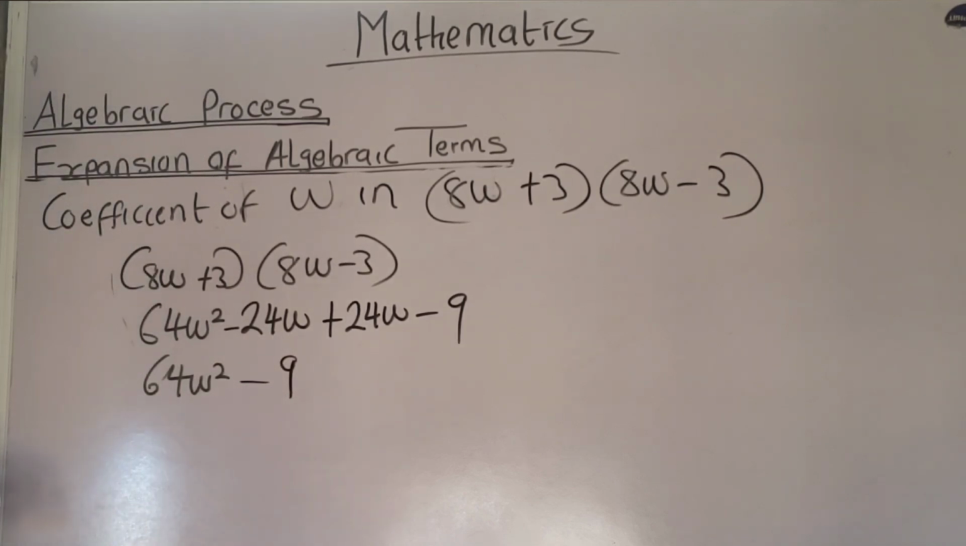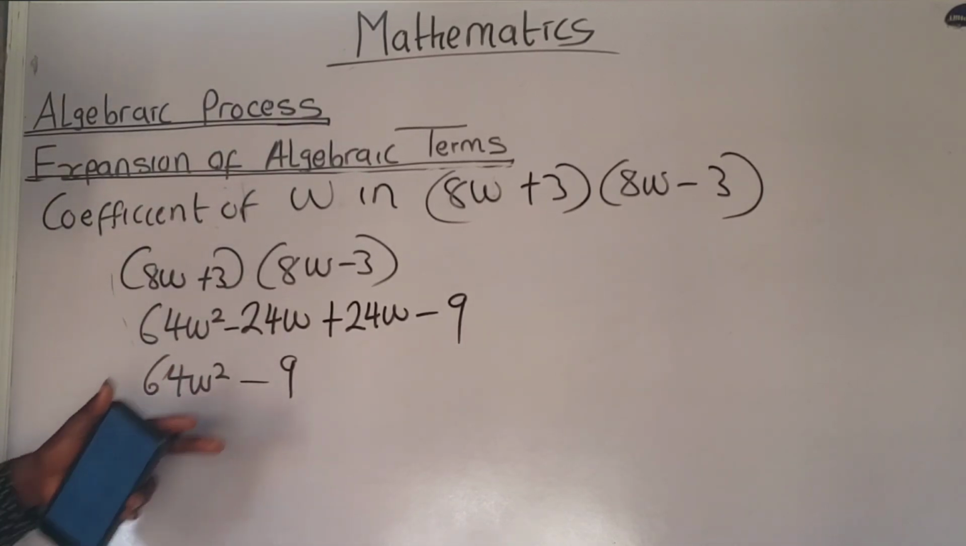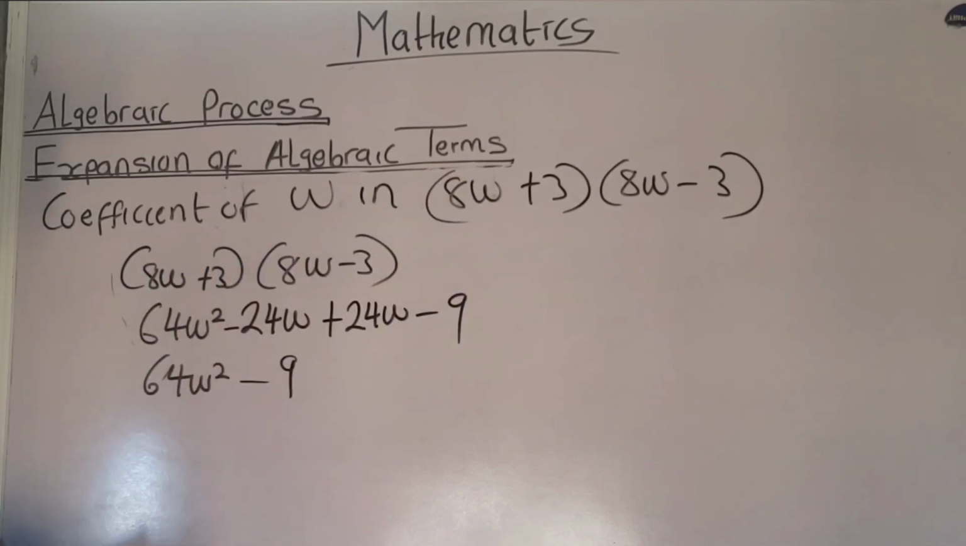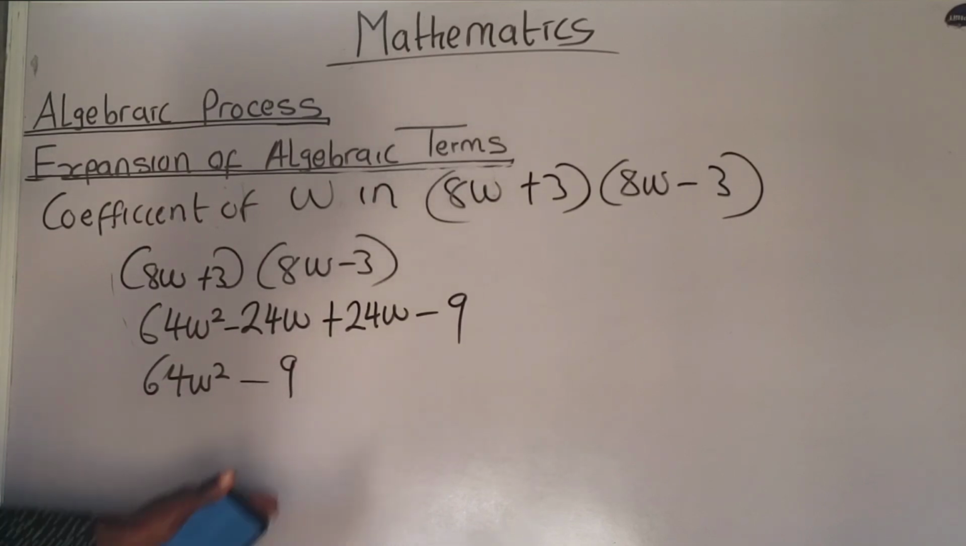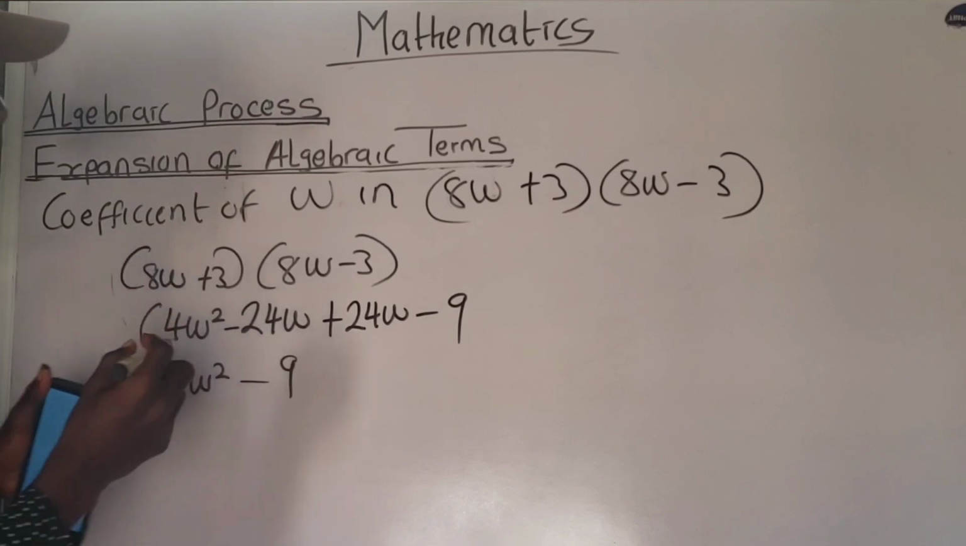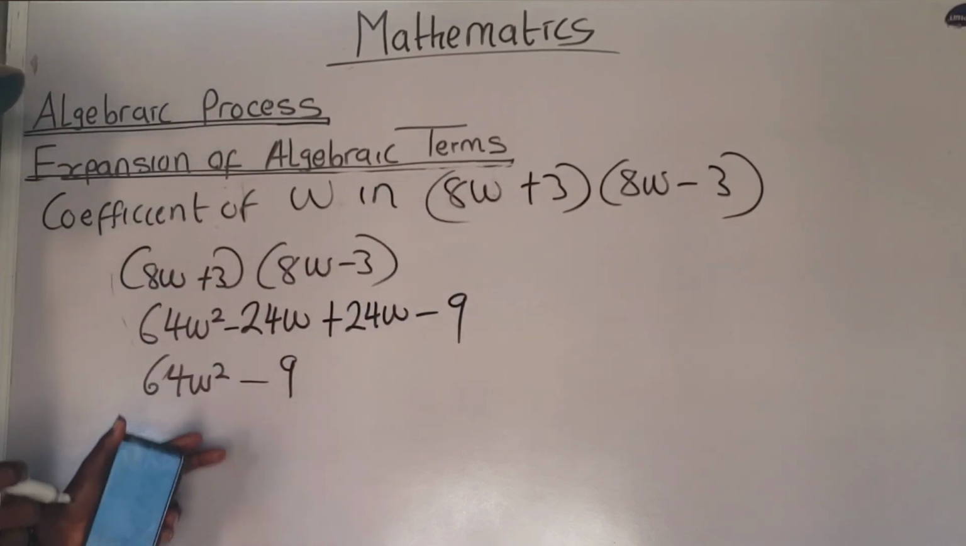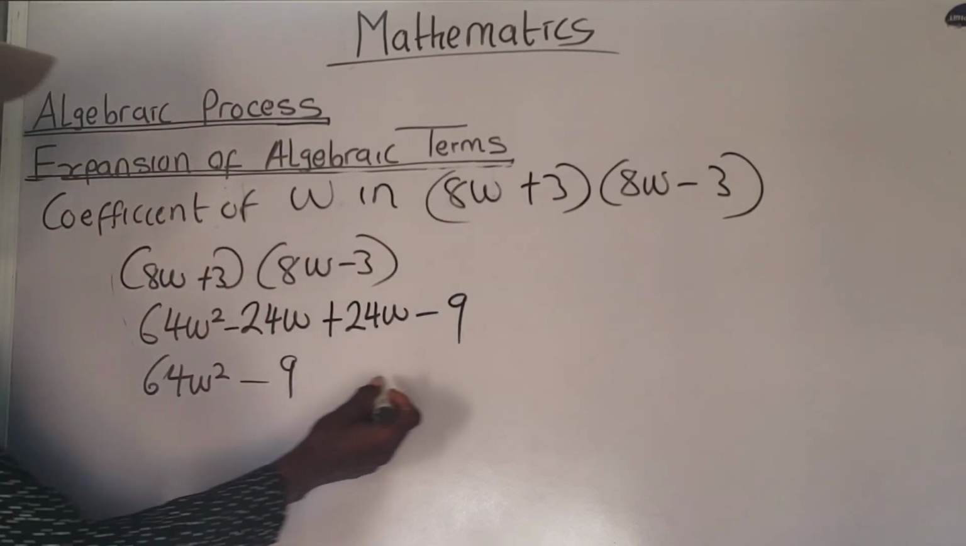Okay, now I want you to pay attention. We are looking for the coefficient of w. What is the meaning of coefficient? Coefficient is the number at the front of a particular letter. You understand? The coefficient of w is the number at the front of that letter w. So now you can see that in this expansion, I have 64w squared minus 9. That means that there is no w in this equation. That means that the coefficient of w in this equation is 0. Okay, the coefficient of w in this expansion is 0. That is the answer. 0 is the answer.